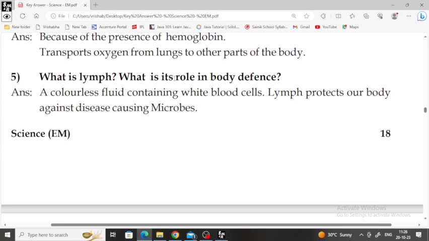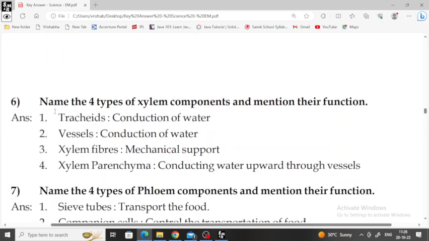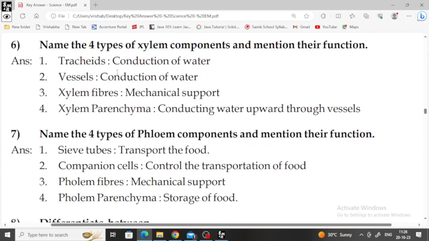What is lymph? What is its role in our defense? A colorless fluid containing white blood cells. Lymph protects our body against disease causing microbes. Name the four types of xylem components and mention their function.